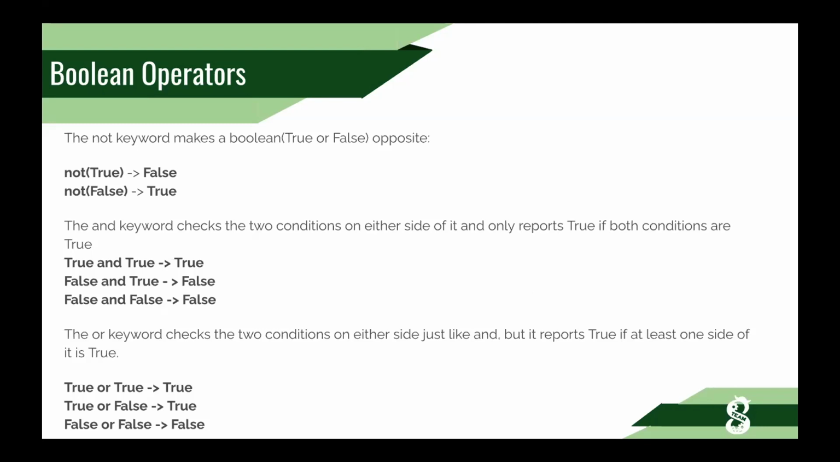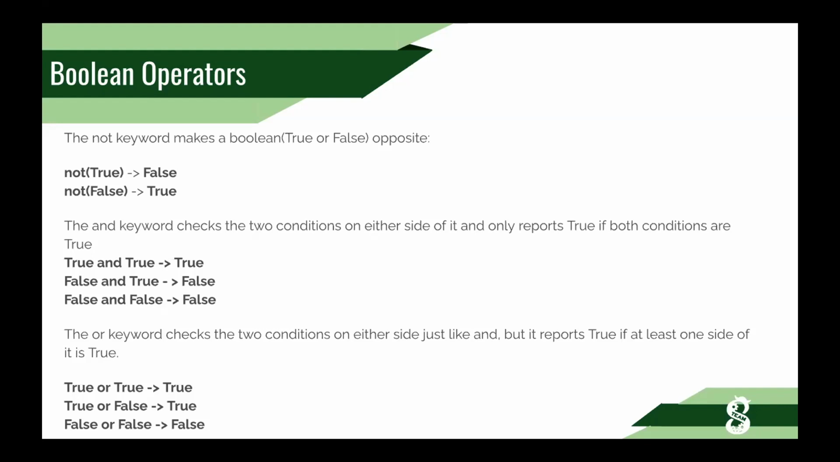The and keyword checks the two conditions on either side and only reports true if both are true. First, we have true and true, which is true because both of them are true. False and true is false because they're not both true. And false and false is obviously false.